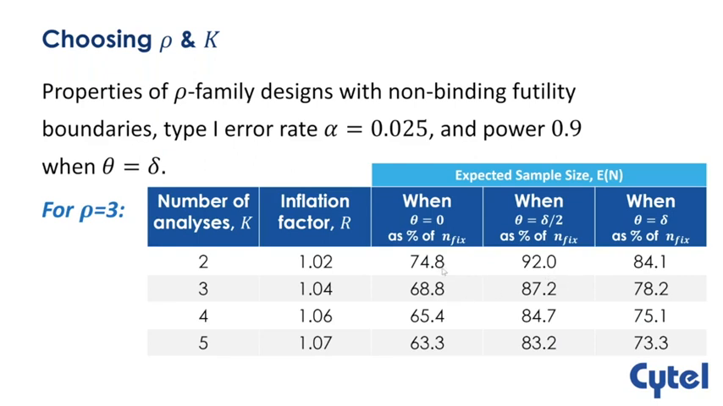We've got the same feature that we can add more analyses and the returns are somewhat diminishing. So I would say two, three, possibly four analyses will be as many as most people want to go to. And depending on your appetite for increasing the maximum sample size, rho equals two or rho equals three will give you a suitable design.